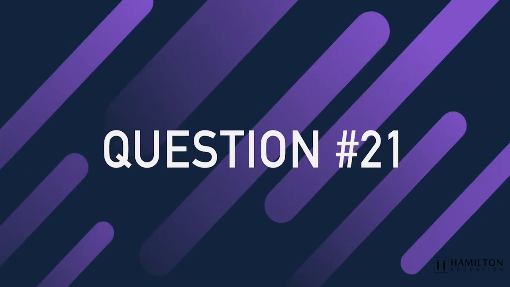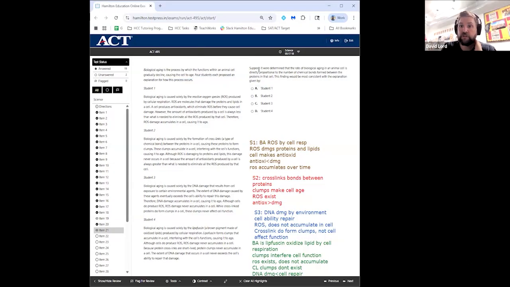Suppose we determine that the rate of biological aging in an animal cell is directly proportional to the number of chemical bonds formed between proteins. So again, protein forming was scientist 2. The finding would be most consistent with which one? Student 2.